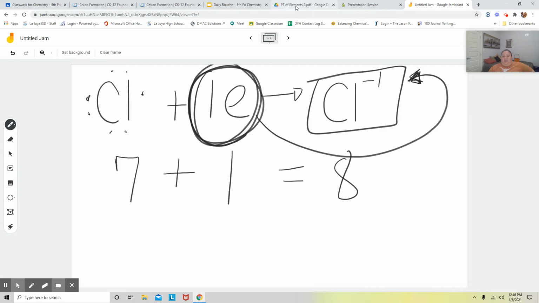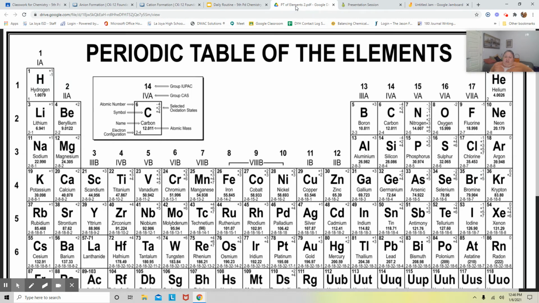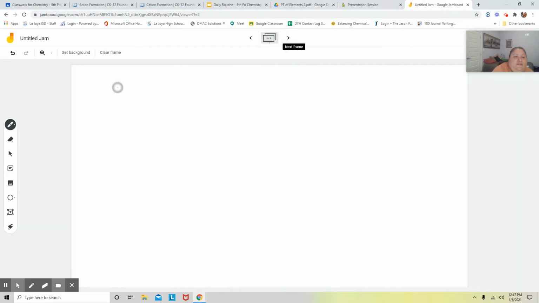Okay, next question. Phosphorus. I need the group number. Remember, we're talking all about non-metals, so you're looking at the right side of the periodic table. What do you think, Oscar? Group 15. Thank you, Irvin. Okay, so now I have phosphorus. Irvin says group 15, and he's right. It is part of group 15. Valence electrons, Irvin?